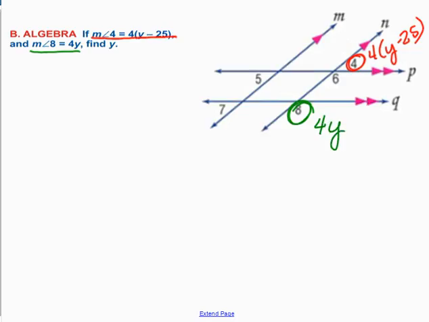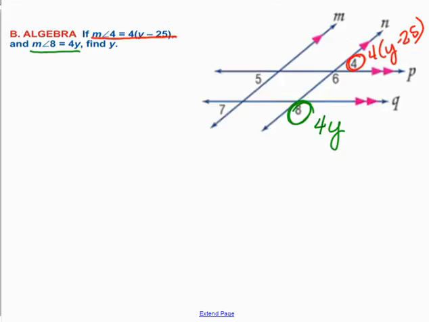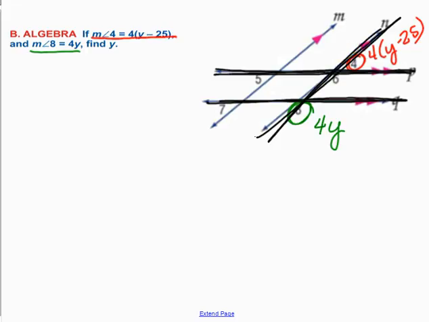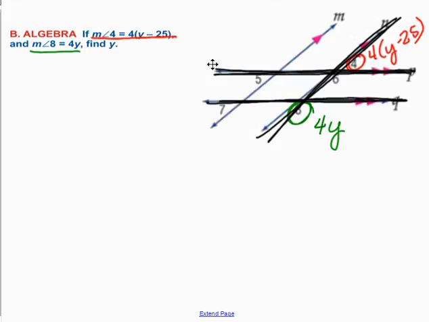Okay, now I have to look at these angles and figure out what kind of angles they are. So I notice that here are the parallel lines, and here is the transversal. And where are those two angles? Well, I'm looking at this and I say, okay, they're on the outside.